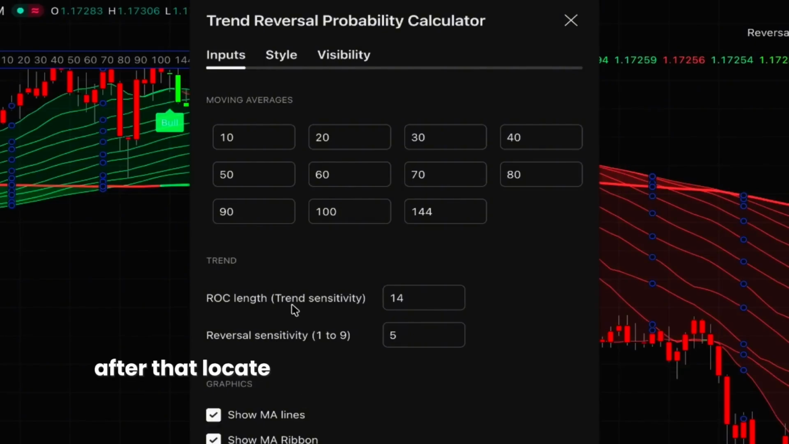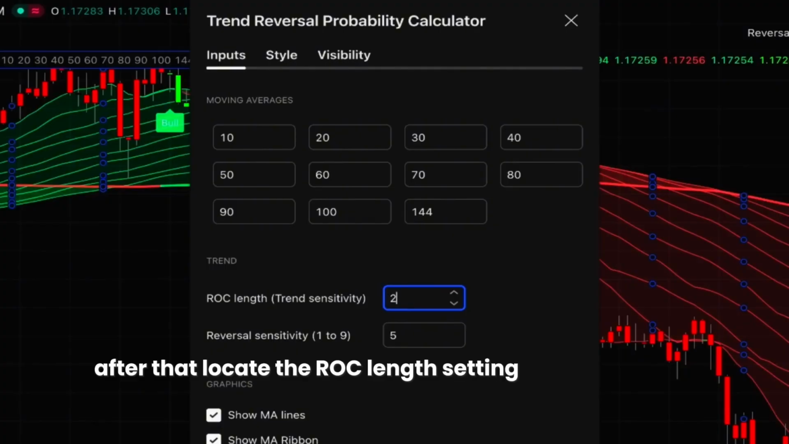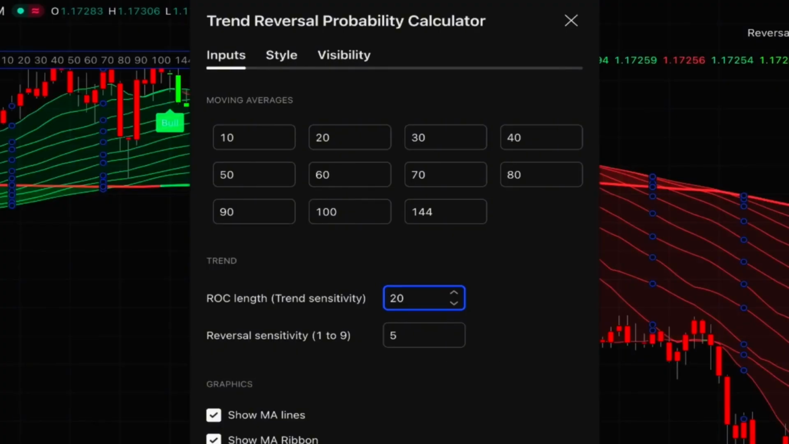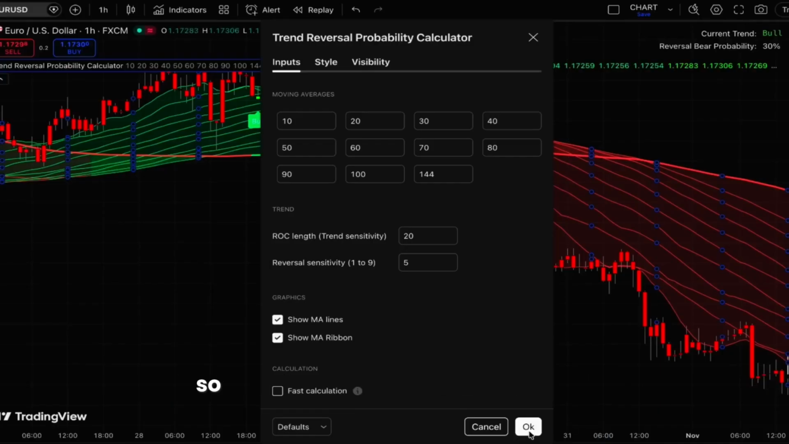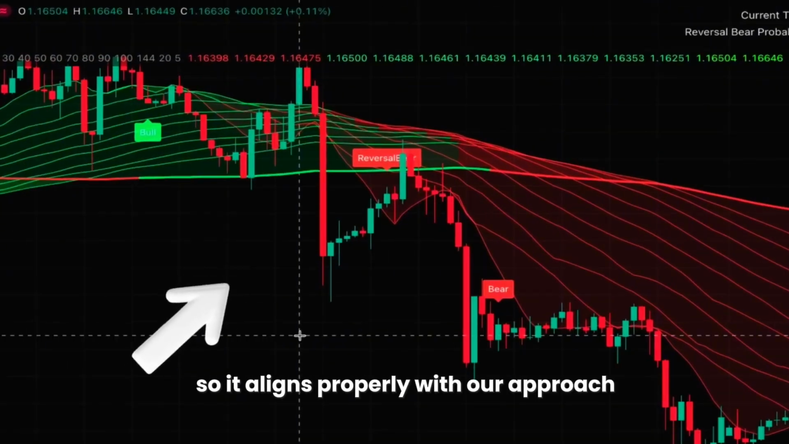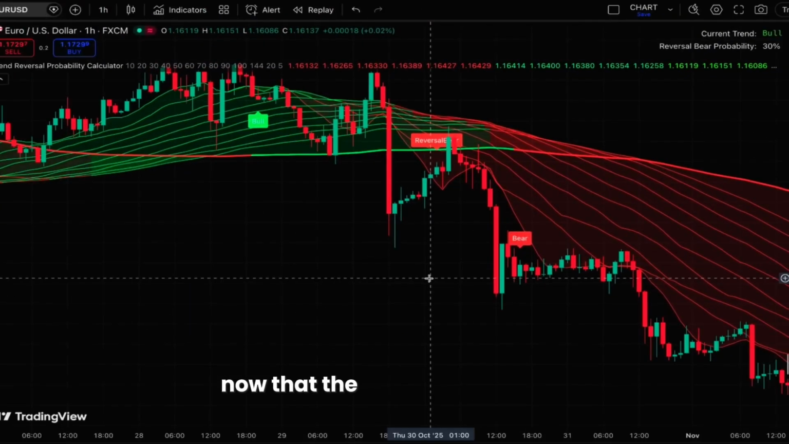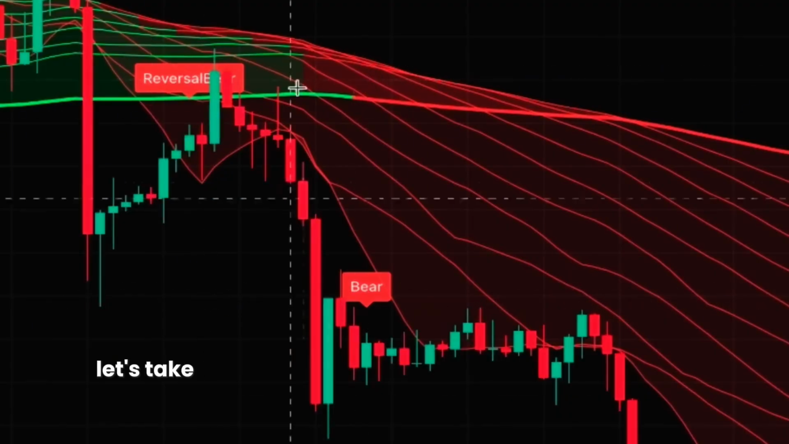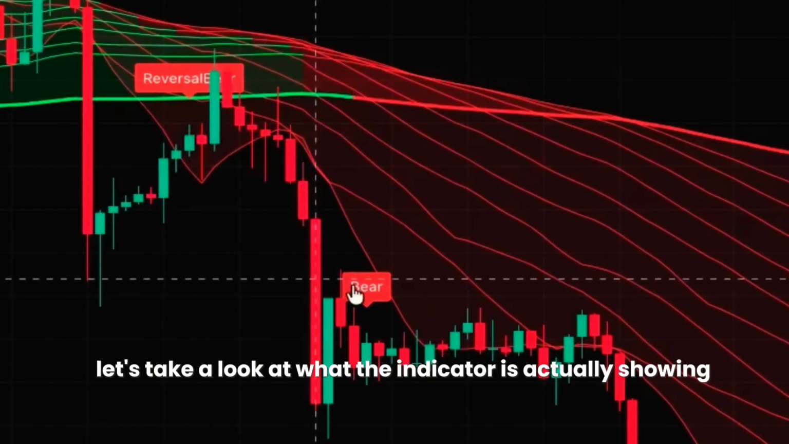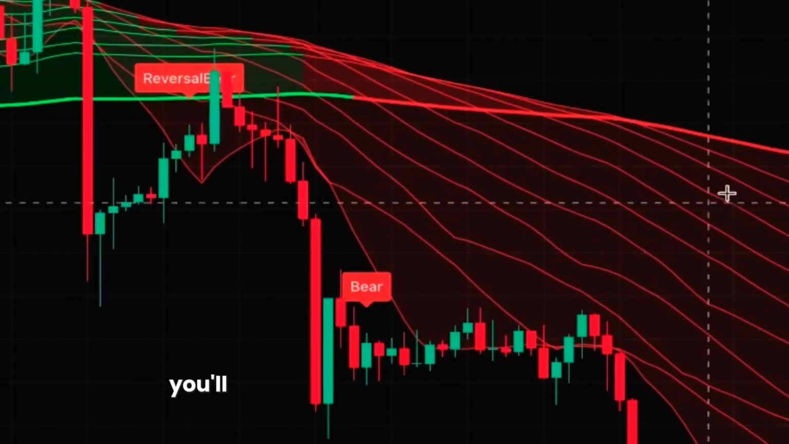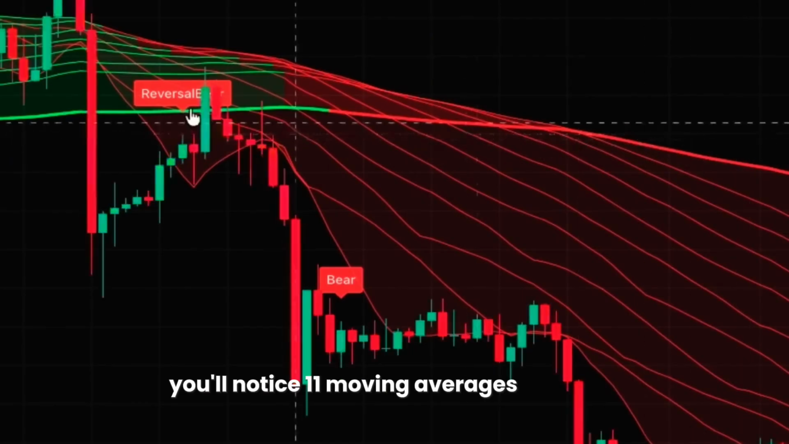After that, locate the ROC length setting and change it to 20. This adjustment fine-tunes the sensitivity of the indicator, so it aligns properly with our approach. Now that the settings are dialed in, let's take a look at what the indicator is actually showing us on the chart. You'll notice 11 moving averages are plotted.